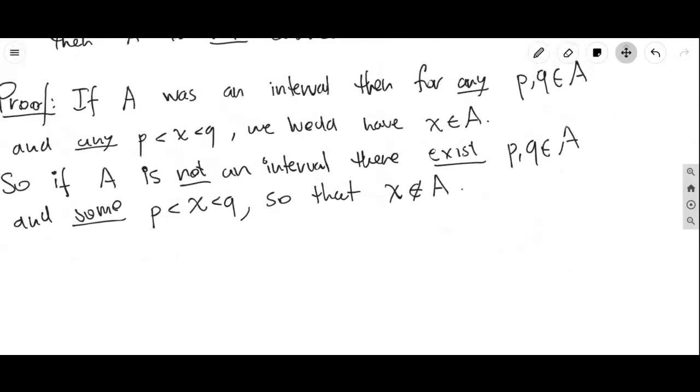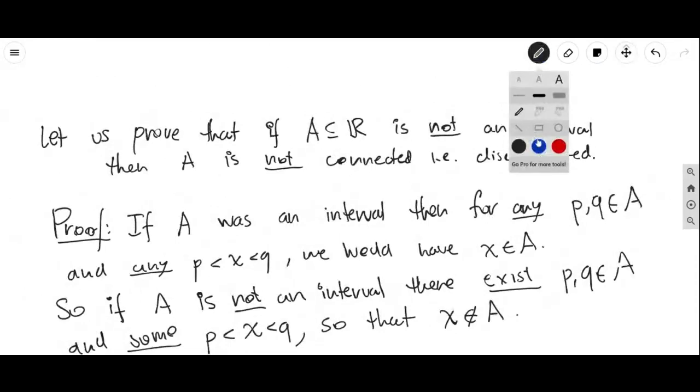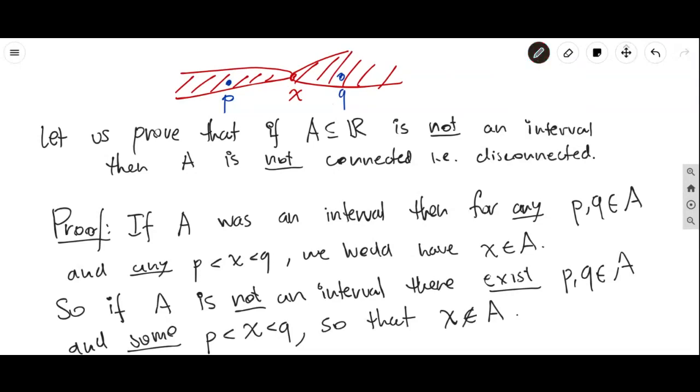Okay, so what do we do next? Maybe I can show you a picture to have in mind. We're saying there exists a point P, there exists a point Q, and there exists some point X between P and Q that is not part of the interval. Then we'll consider this portion, and then we'll consider that portion. We'll consider this side, and then that side. And this X does not belong to A.